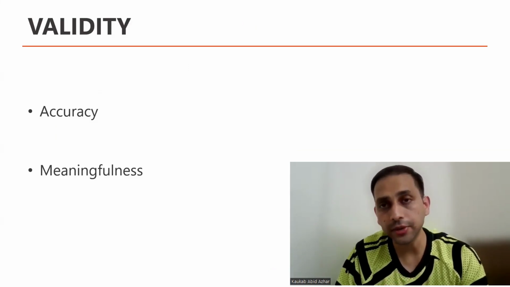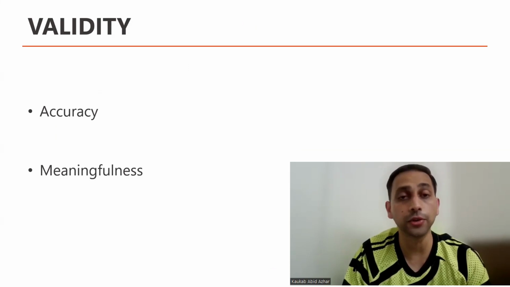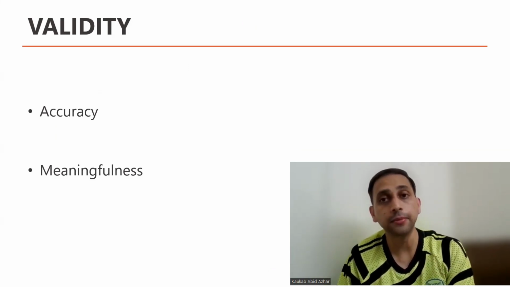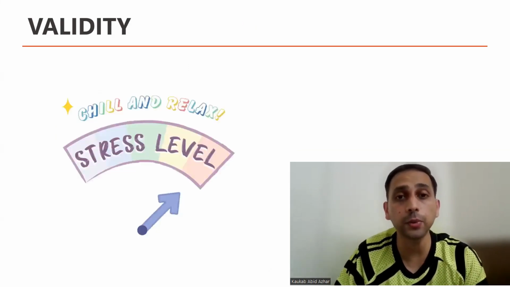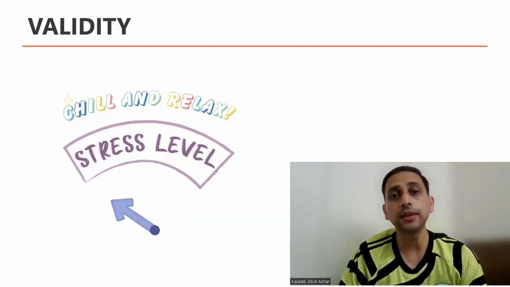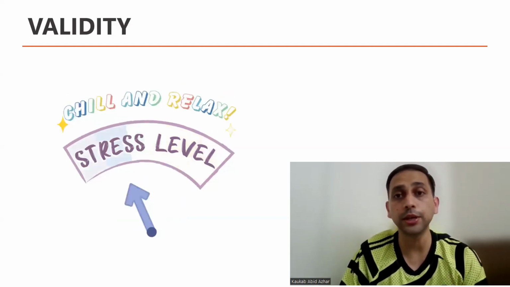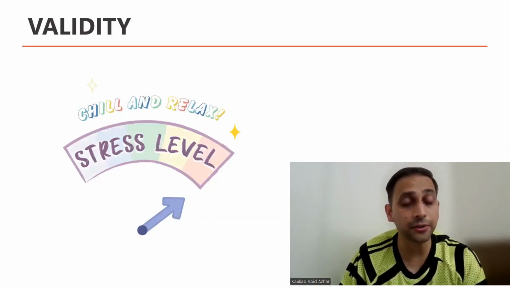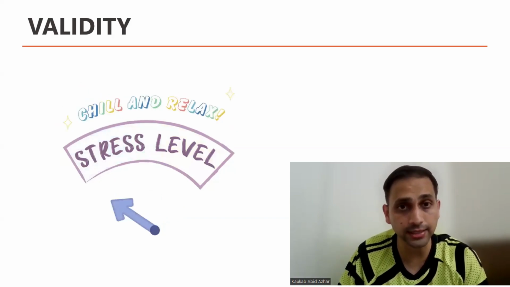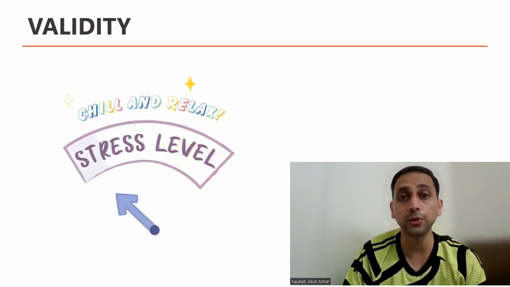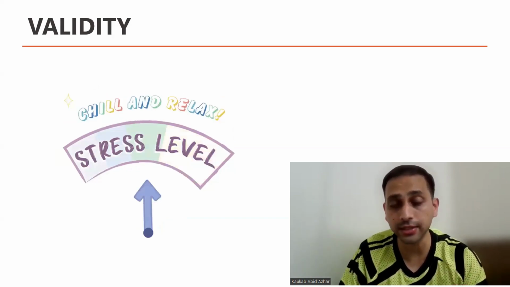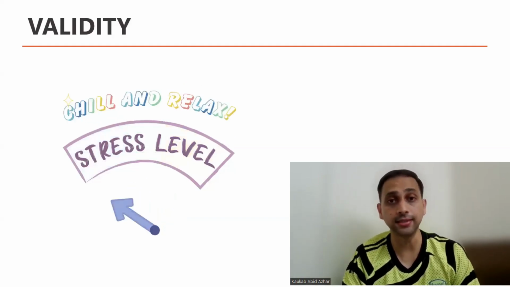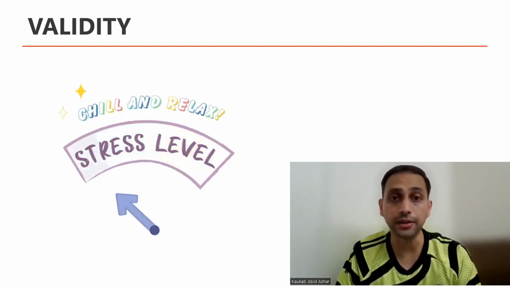Validity refers to the accuracy and meaningfulness of your data. Validity means that your method and measurement technique produce results that are aligned with reality. For example, let's say you are using a questionnaire to measure people's stress levels. If the questions in the questionnaire accurately reflect the different aspects of stress and the results that you get truly represent the participants' stress levels, then the questionnaire has high validity. It's not just consistent, reliable, but also accurate.